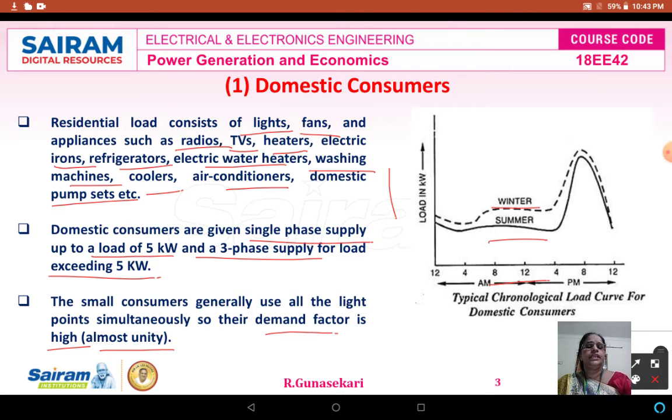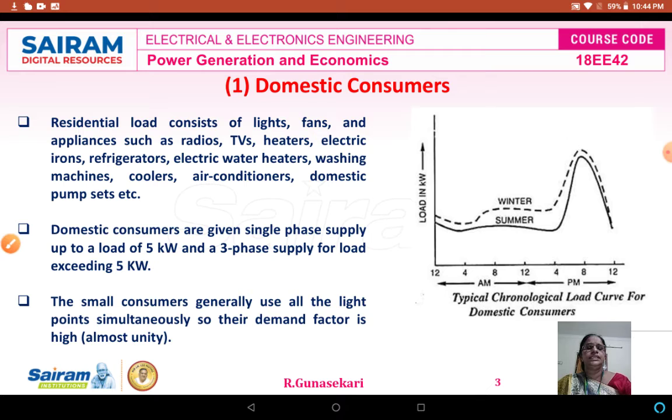The x-axis is the time, 12 am to 12 pm only. So now we draw the load versus time. You see that from 12 am, the load is less only. After that the load increased. Then after 8 pm again the load decreases for both winter and summer season. This is the analysis of typical chronological load curve for domestic consumers.